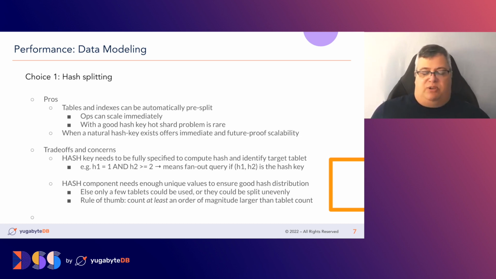So the hash key needs to be fully specified to compute the hash and identify the target tablet. So what does this mean? This means that if I have a hash key, which is H1, H2, then ideally I should have both keys specified as equalities, i.e. H1 equals 1 and H2 equals 2, as opposed to having one or both of those being inequalities, which will cause my query to quote unquote fan out or go across multiple tablets.